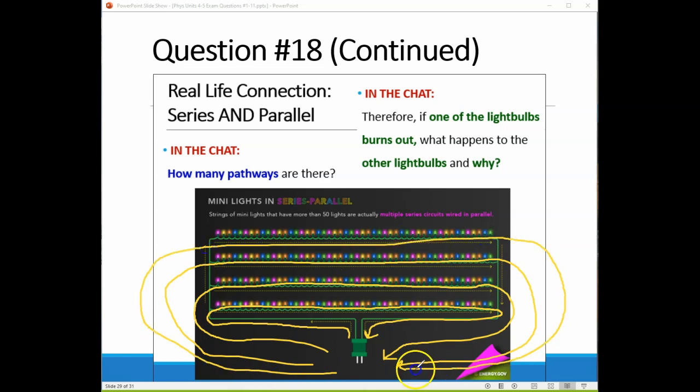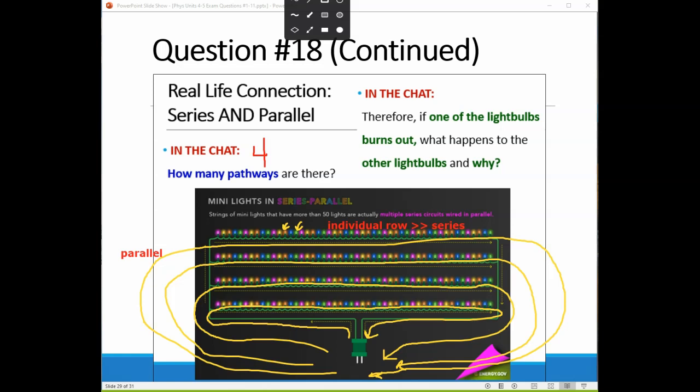Okay, so in this case, we do have 4 pathways, but each of those pathways also has several lights on it, right? So what this means is that those 4 pathways are in parallel to each other. However, in the individual row, they are in series with each other, right? So within a single row here, for example, this orange and this green are following the same circuit. So in that case, this orange and green one is in series.